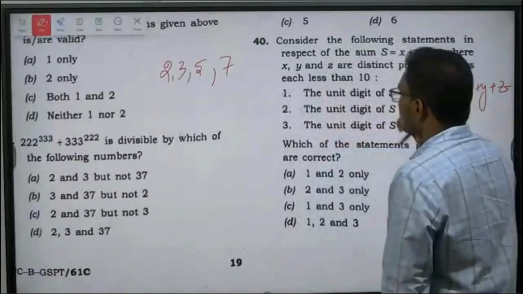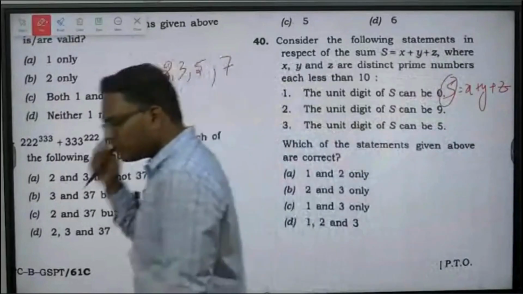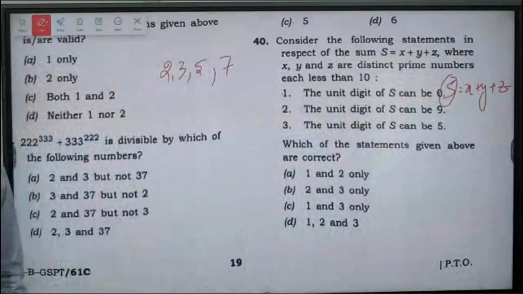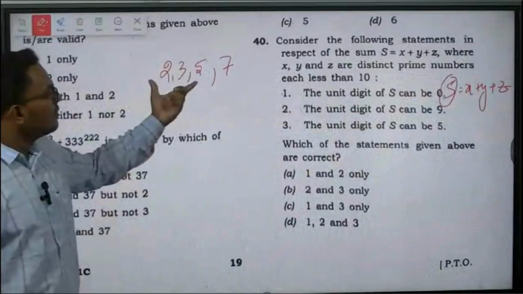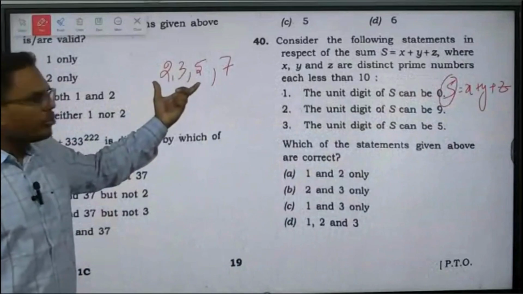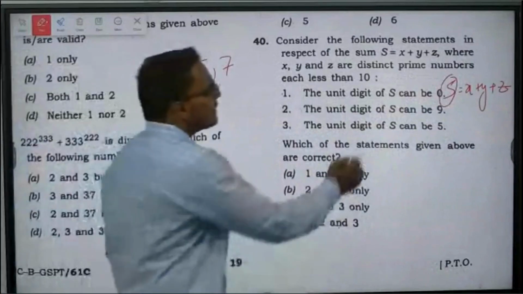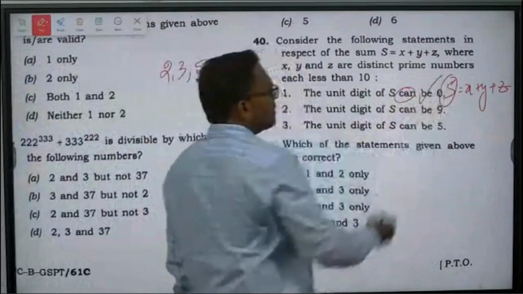Can the unit digit of the number be 0? S is nothing but, you have to take any three prime numbers. Let's take 2, 3, and 5. If you add everything, you're getting 10. The unit digit can be 0, right? Yes, it is telling can. So it can be.